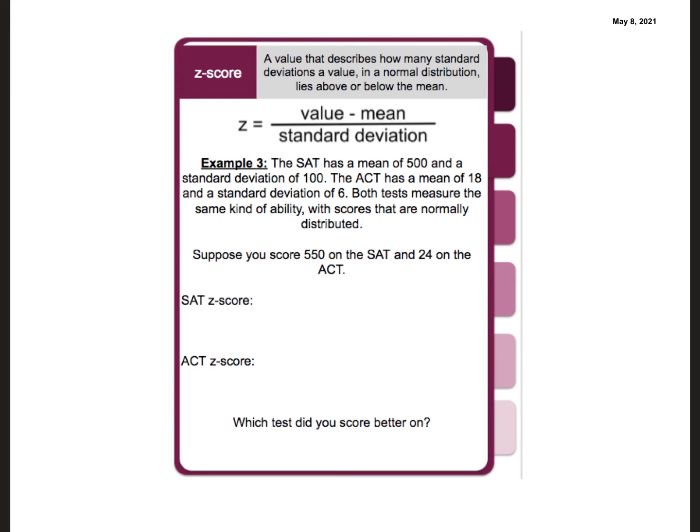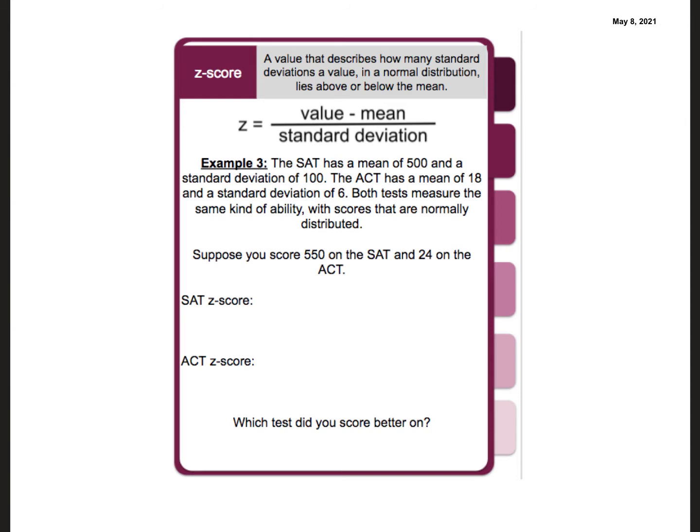We are talking about z-scores in this video. The z-score is a value that describes how many standard deviations a value in a normal distribution lies above or below the mean. You have a formula to find it. It's z equals the value you're looking at, minus the mean, divided by your standard deviation.